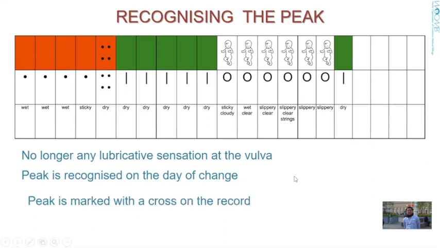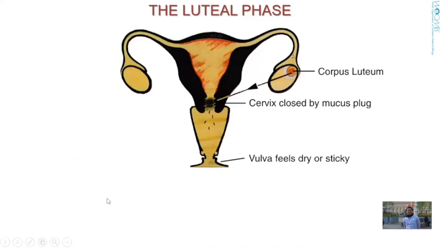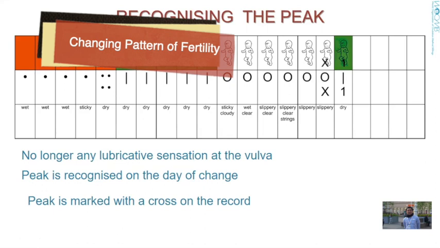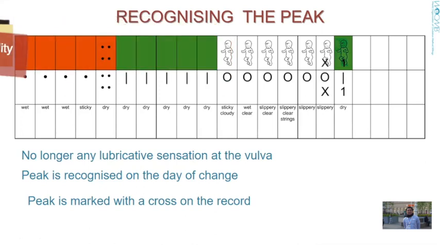And we mark it with an X. X means peak day. To take note, peak day is not the last day of mucus. Take note of the adjective. It is the last day of the slippery sensation. This is the third phase of the cycle. The third phase is the changing pattern of fertility. Mucus developing and ending with a slippery sensation.